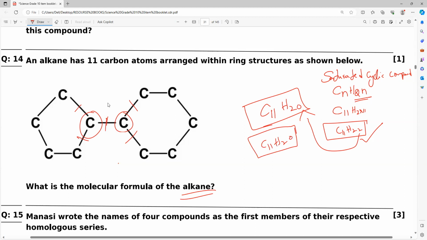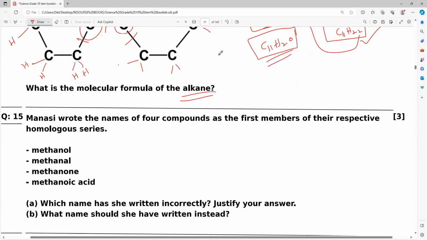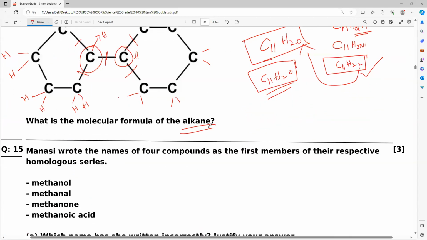If you feel it is not right, count everything. Normally, as I said yesterday, each carbon has to satisfy 4 bonds. You just have to add the number of hydrogens based upon the bonds. Every carbon takes 2, but this carbon alone already has 3 bonds, so 1 hydrogen will come. This carbon also has 3 bonds, so 1 hydrogen. Remaining all have 2 hydrogens each. Like that, if you solve, you will get C11H20. That is all about the molecular formula of the alkane.